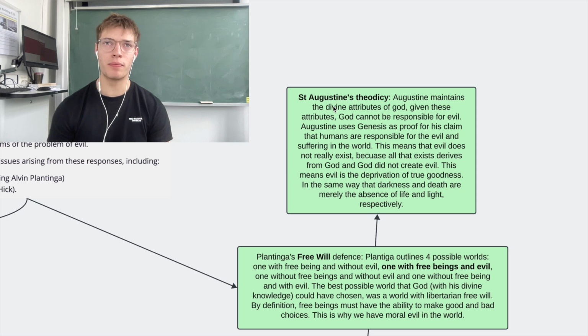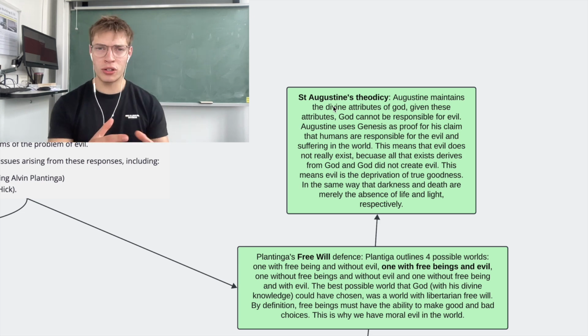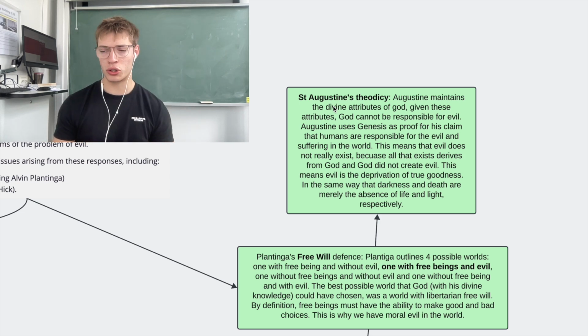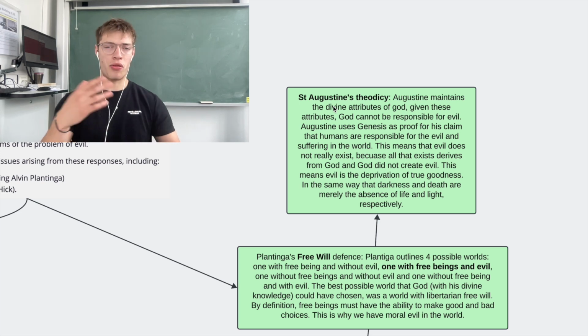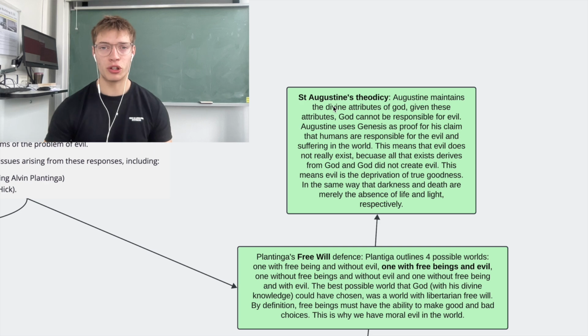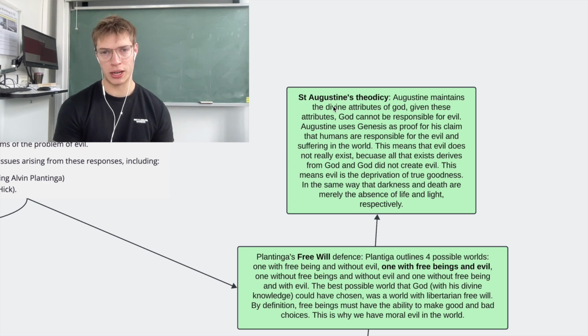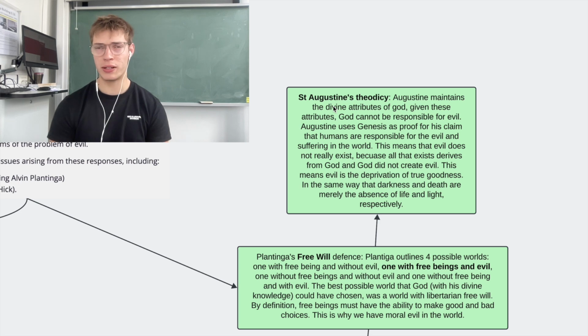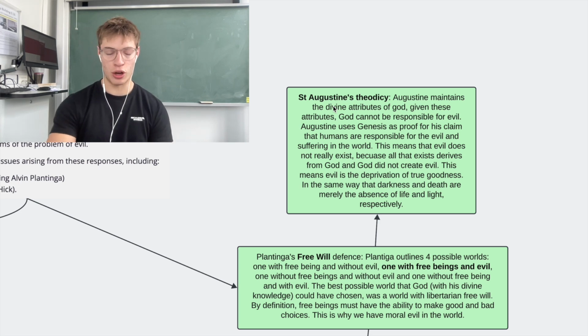What this means is, because of God's perfect nature, God couldn't have created evil, so evil doesn't actually exist in the world as a thing. It's just that in the same way that darkness isn't really a thing in the world, it's just the deprivation of light, evil is exactly the same. Evil isn't a thing which exists, it's just the deprivation of goodness that was caused by the original sin. That's Augustine's theodicy.